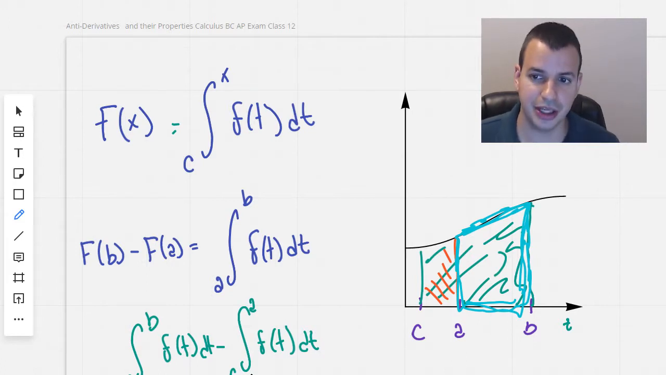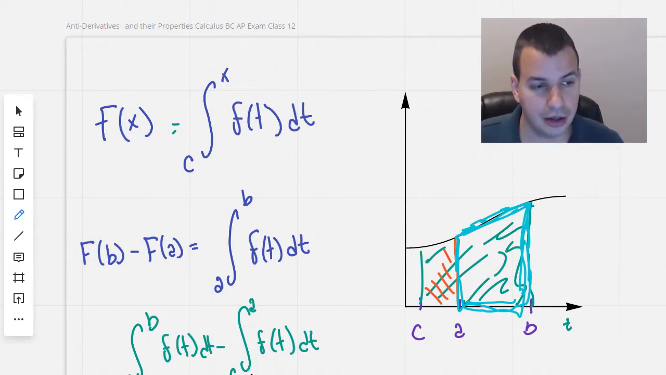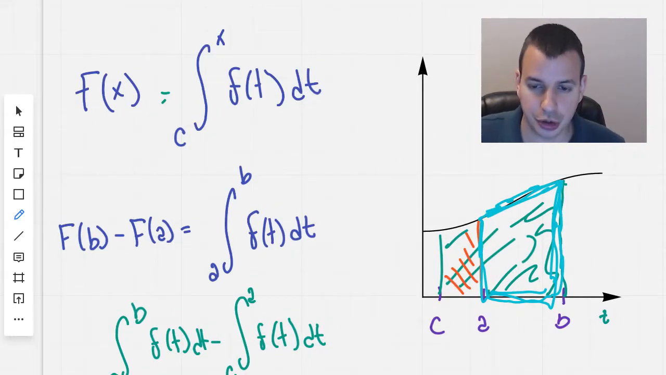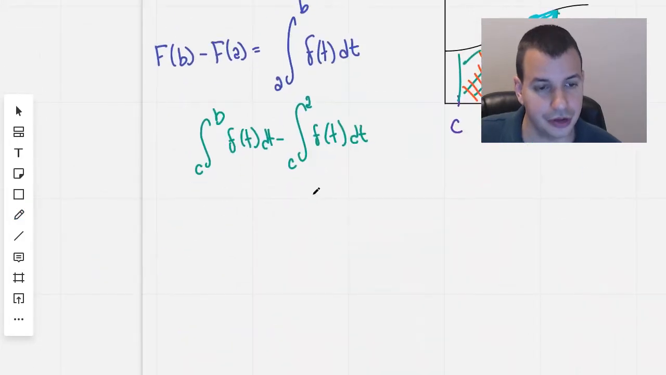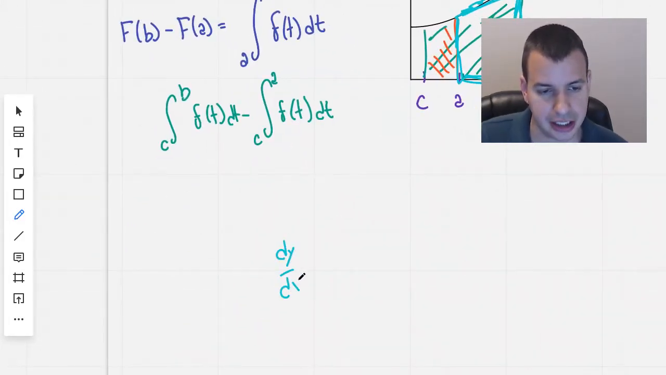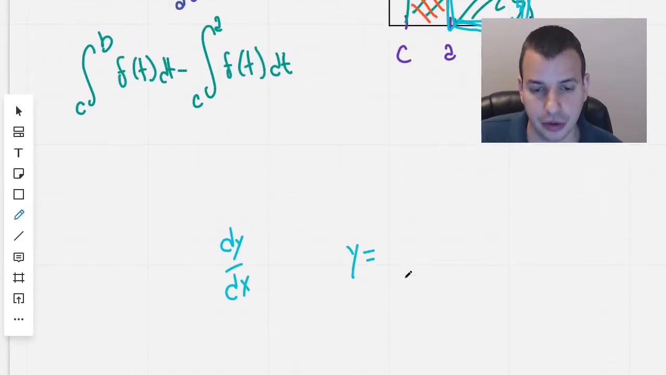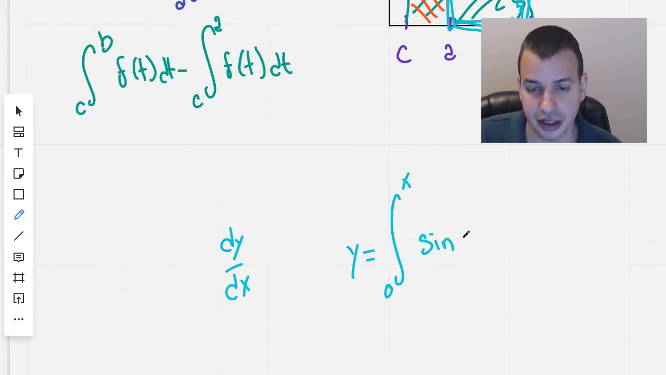The other kind of problems you'll get from time to time, and they'll be worked into other problems, will be problems that ask you about the properties of integrals and integrations. So it's easier just to go through a couple of examples. The first example would be: find dy/dx given that y equals the integral from 0 to x of sine of t squared dt.